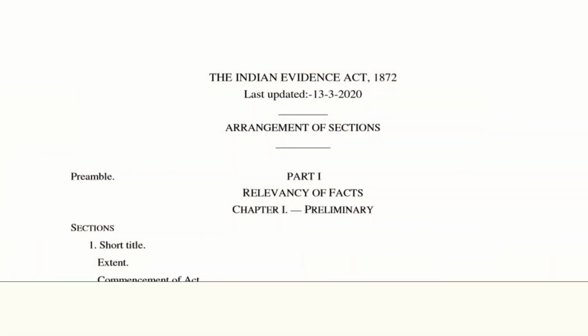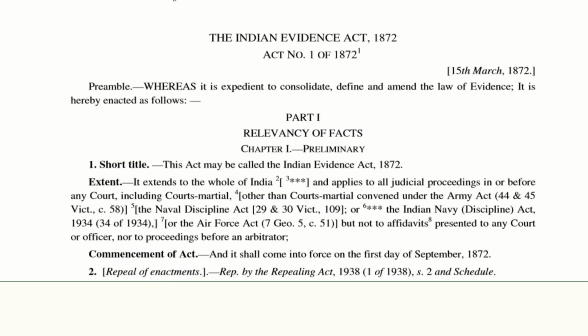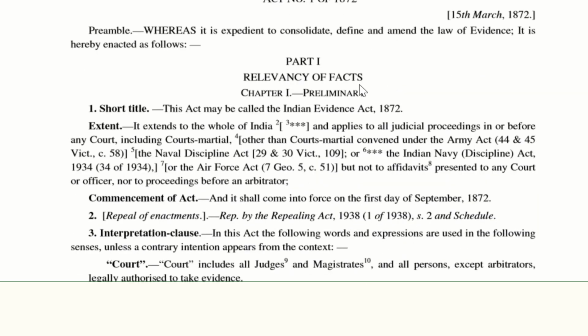Indian Evidence Act 1872. Now what you see on the screen is the latest or the last updated version, which was updated on 13/3/2020. I have provided the link given by the central government from where you can get all the laws or acts of the states as well. If you want to download this, you can very well go to the website and download from that particular link. Now, let us venture into the act directly.